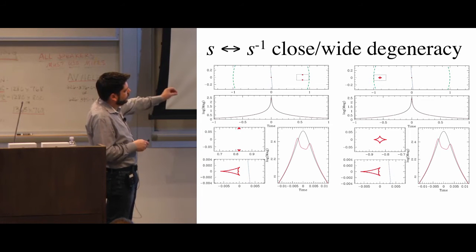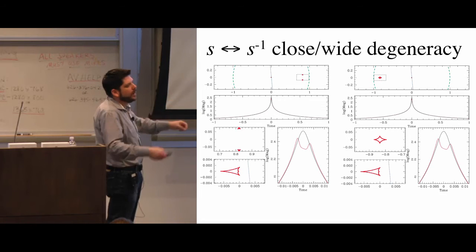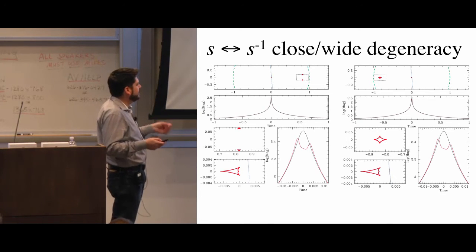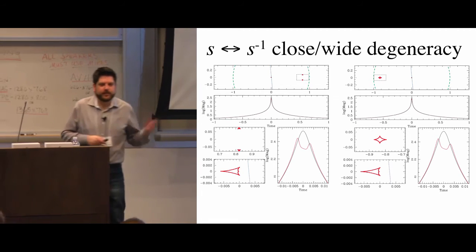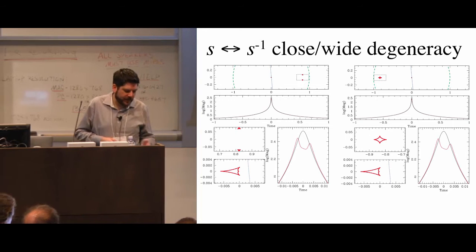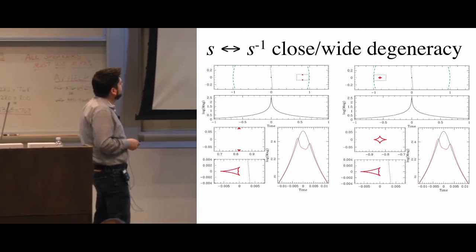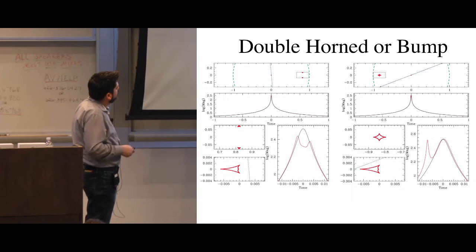Also, as S becomes large or small, the degeneracy becomes better as well, which means that if you're able to detect a caustic due to an S of 0.3, you can't tell if it's an S of 0.3 or S of 3, or S of 0.33 or S of 3 for a central caustic. So just to show that, here's that central caustic, and then here's the central caustic.